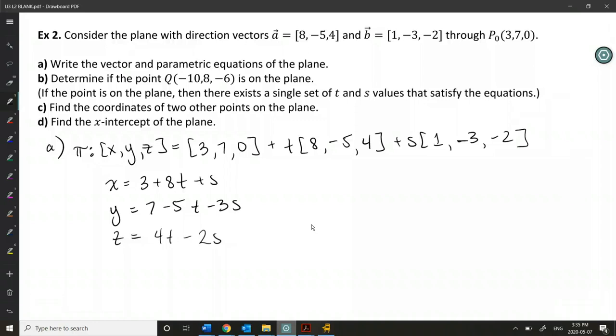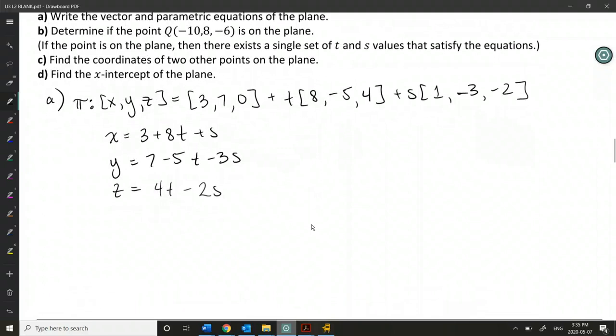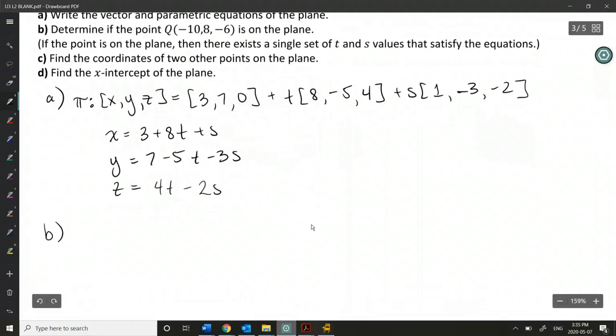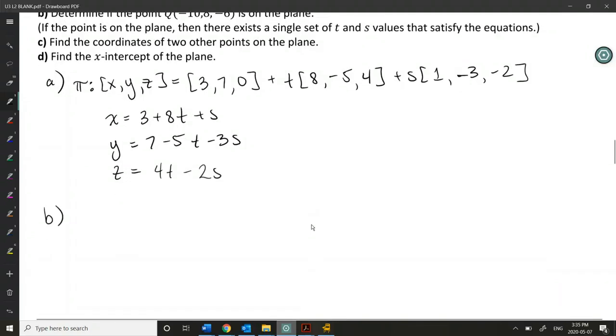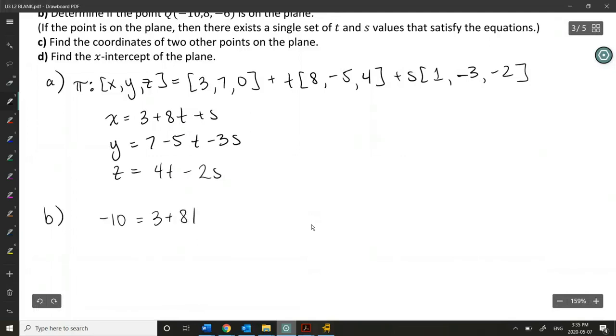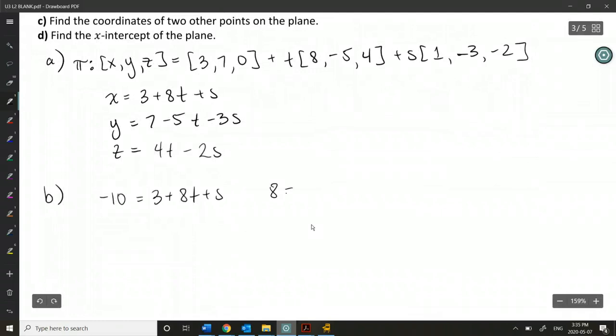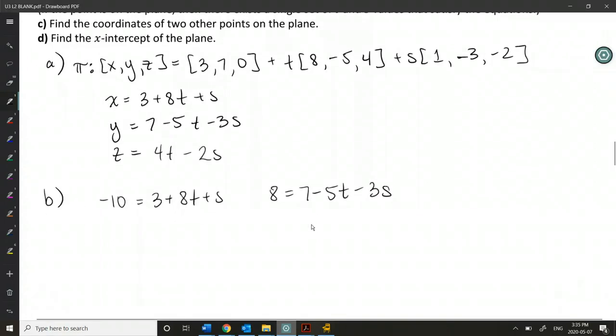Now we want to determine if the point -10, 8, -6 is on this plane. So we're going to take our parametric equations. We're going to sub in x, y, and z to start. So x is -10, y is 8, and z is -6.